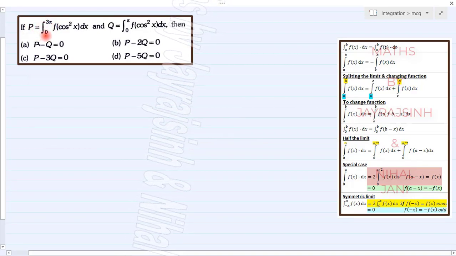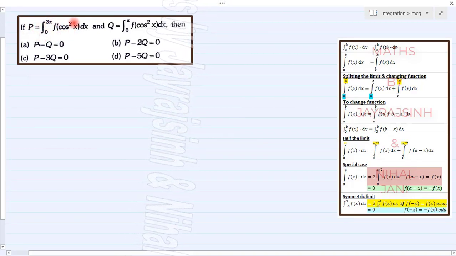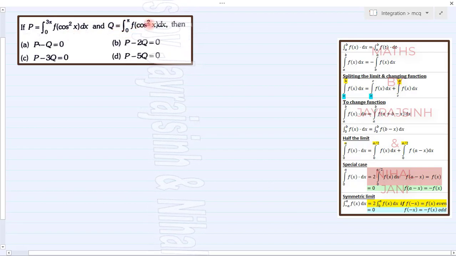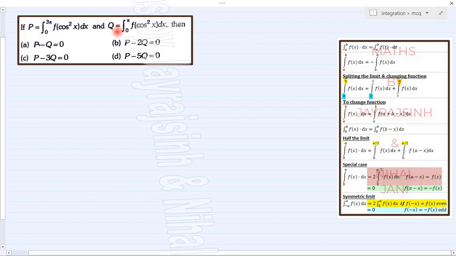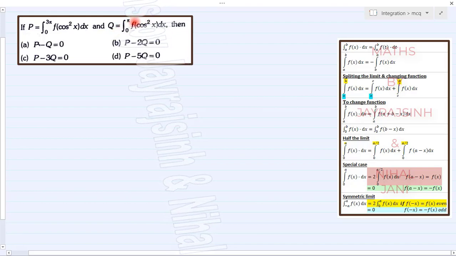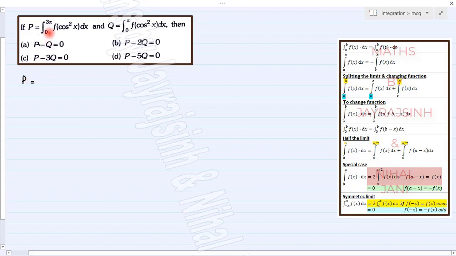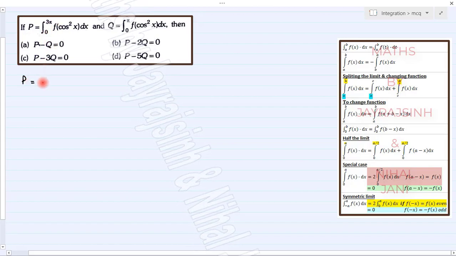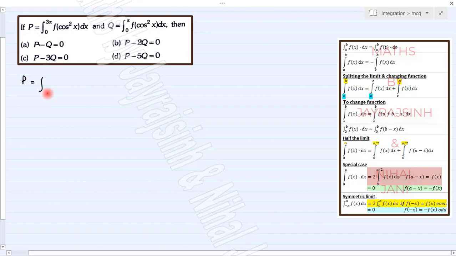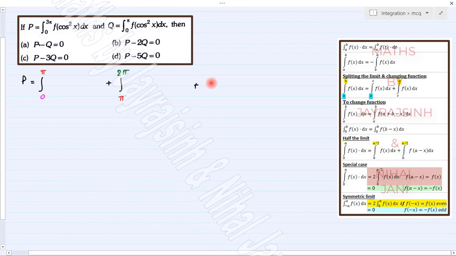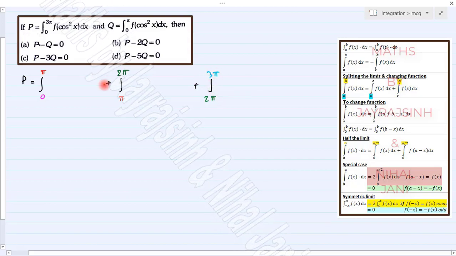If P is equal to integration from 0 to 3 pi of cos square x dx, and Q is integration of cos square x but from 0 to pi, then we have to find the relation between P and Q. Here we have P is equal to integration from 0 to 3 pi, and we can split this into 0 to pi, pi to 2 pi, and 2 pi to 3 pi.